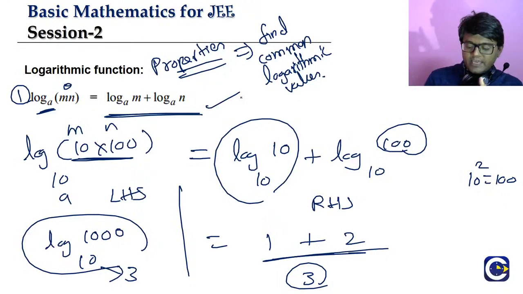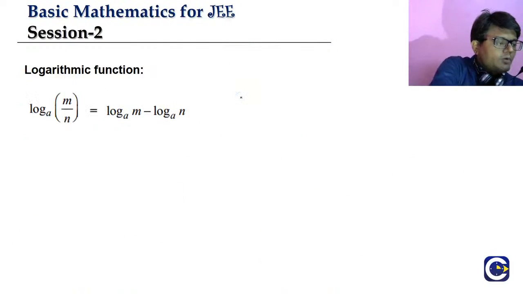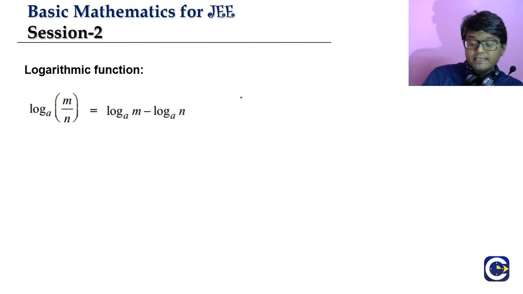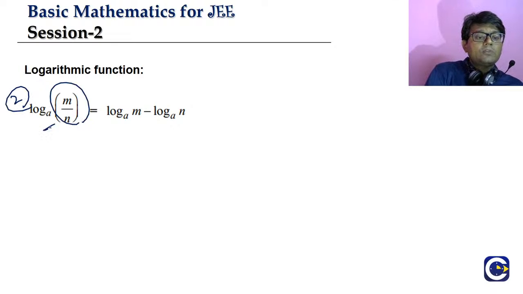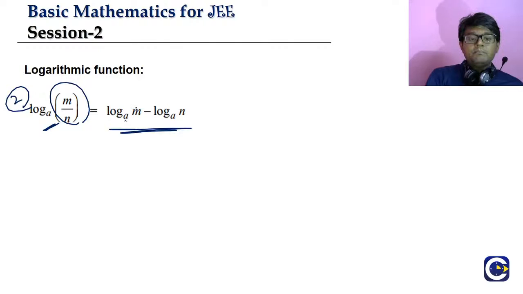Now we will go into the second property. You have to keep noting down the properties. What is the second property? Log of m by n to the base a. What is this value? It is equal to log m to the base a minus log n to the base a. What is log of m by n to the base a? It is log m to the base a minus log n to the base a.